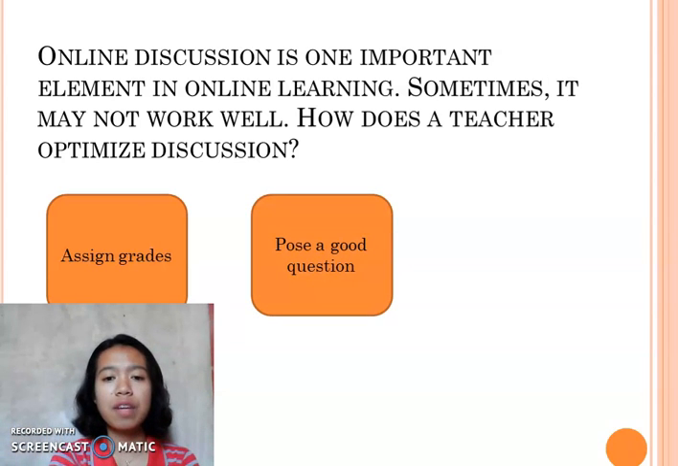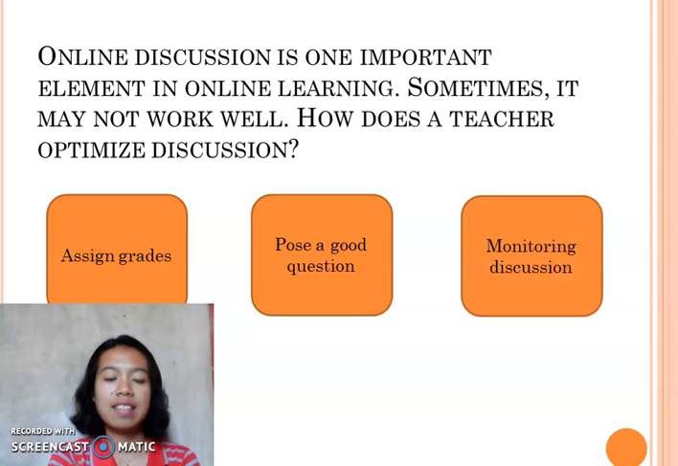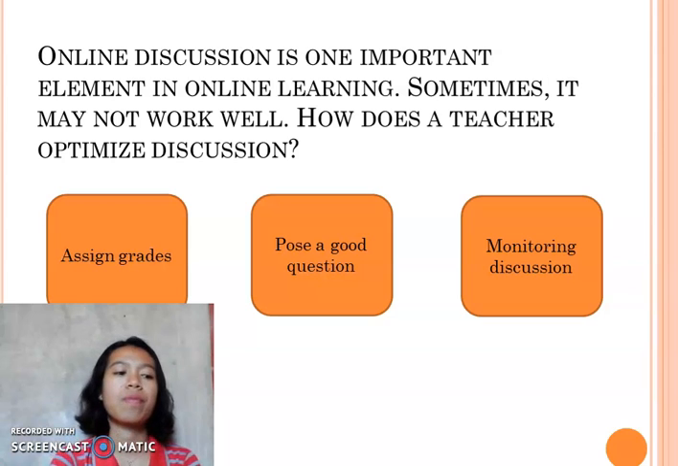And the second one is pose a good question. The teacher also should pose a good question because a good question can increase the student's curiosity. And the last is monitoring discussion. If the student participation is very low, the teacher must monitor the discussion.